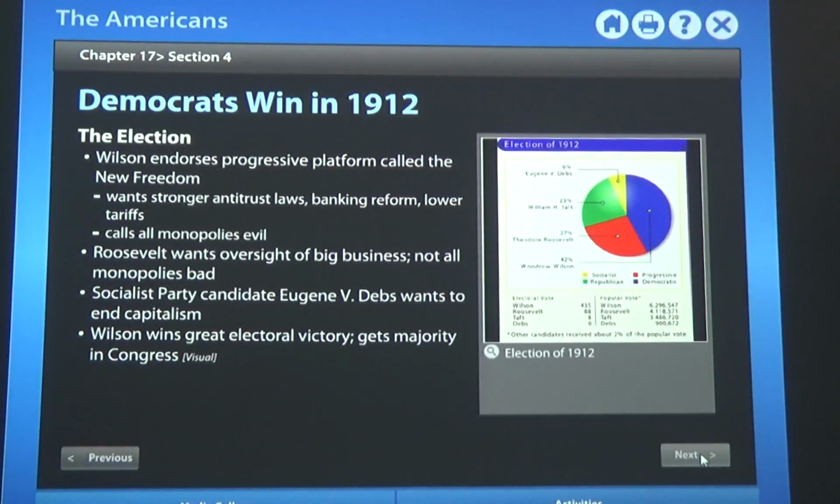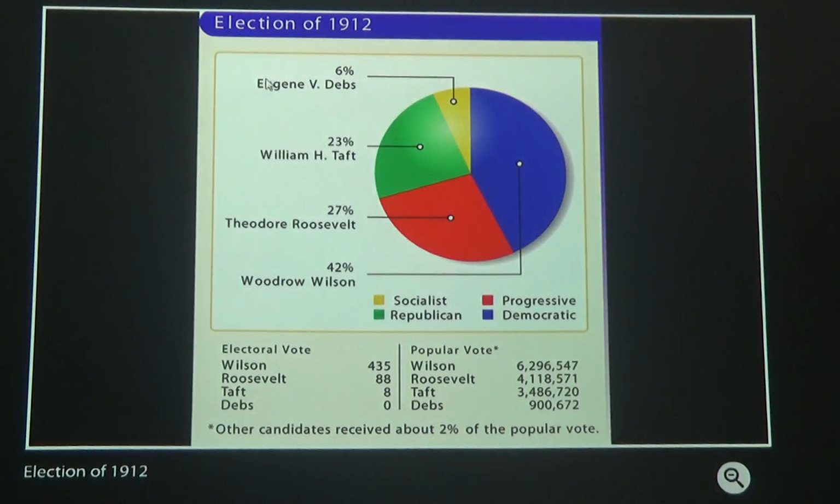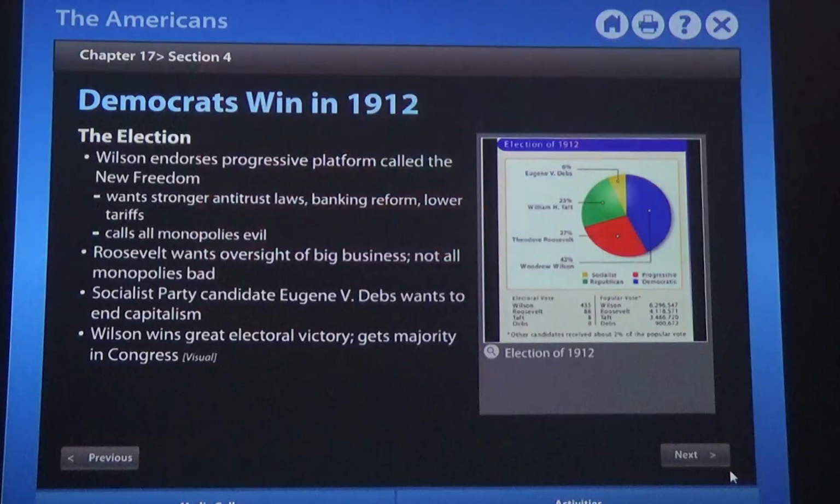And the election in 1912 we see here on this chart. Eugene Debs, who actually was in prison at the time, he was a socialist, in prison for his beliefs, but he won some votes. William Taft obviously does well. Roosevelt too, but Wilson gets the most votes as well as the most electoral votes, which is the most important thing for winning a presidency. So you can see the split within the parties themselves.